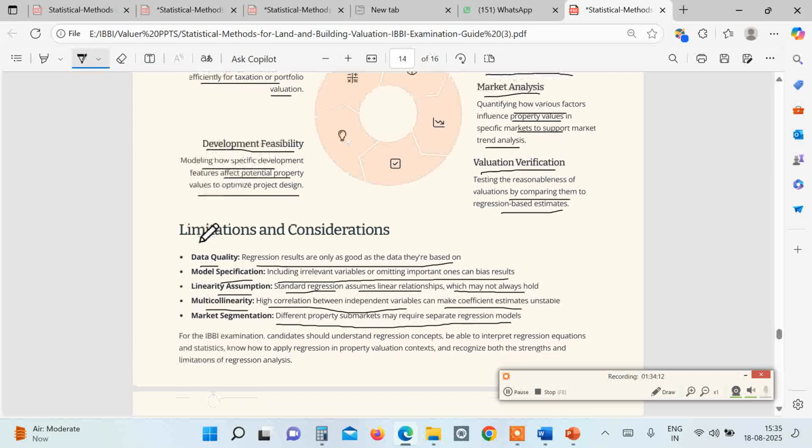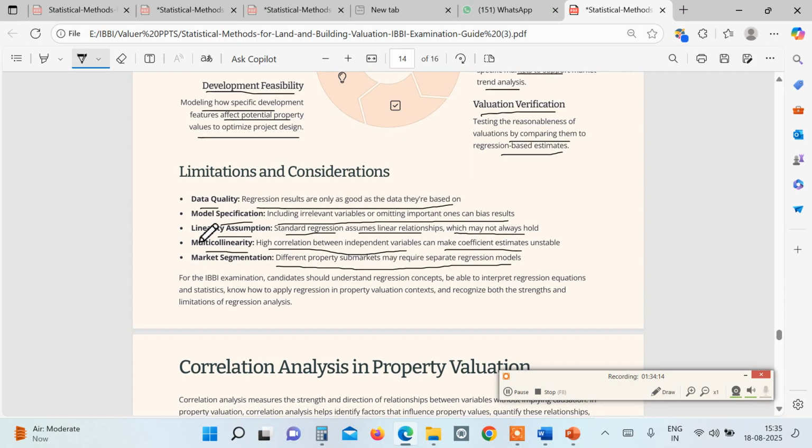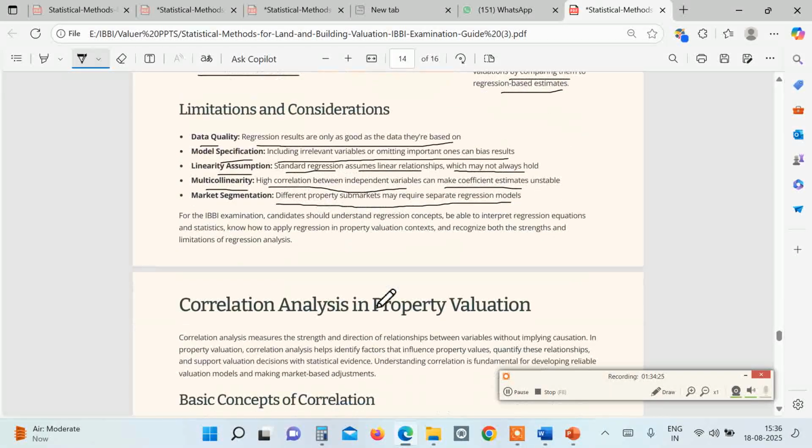For the IBBI examination, candidates should understand the regression concepts and be able to interpret regression equations and statistics. Know how to apply regression in the property valuation context and recognize both strengths and limitations of regression analysis.